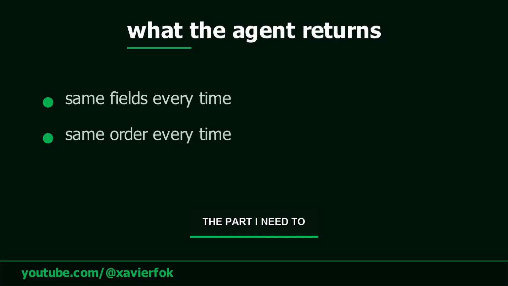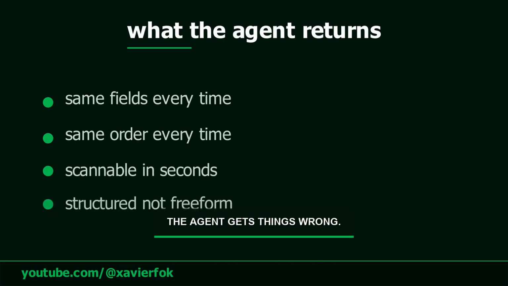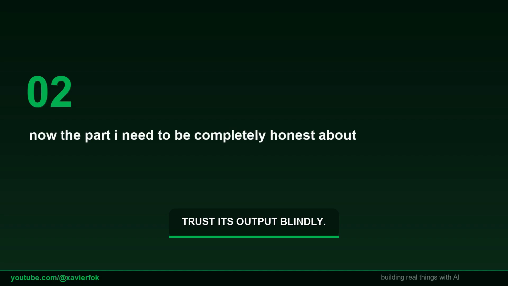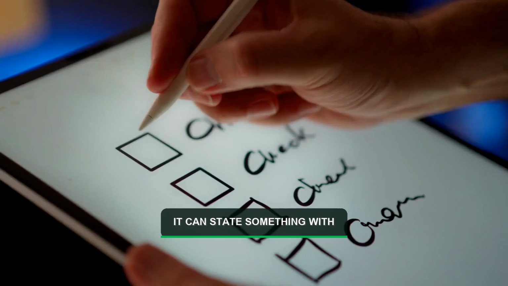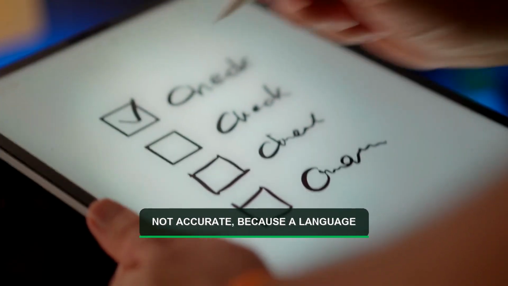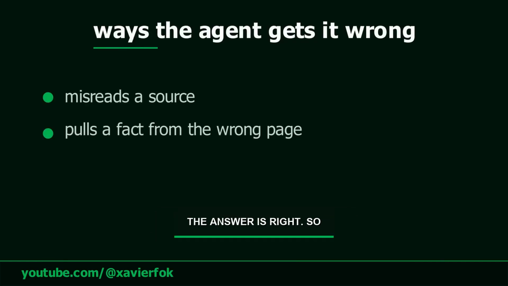Now the part I need to be completely honest about before going any further, because it shapes the entire design. The agent gets things wrong, not constantly, but often enough that you cannot ever just trust its output blindly. It can misread a source. It can pull a fact from a page that turns out to be about a different thing entirely. It can state something with total confidence that is simply not accurate, because a language model will always produce a fluent answer whether or not the answer is right.